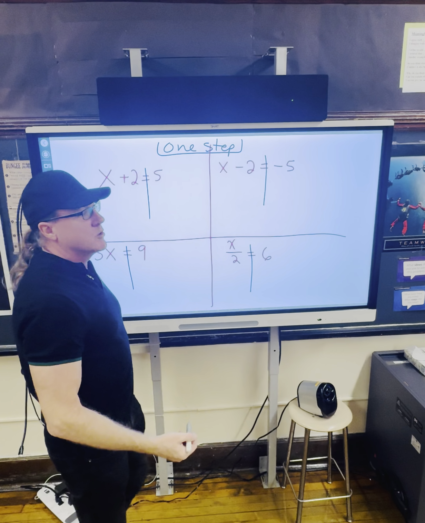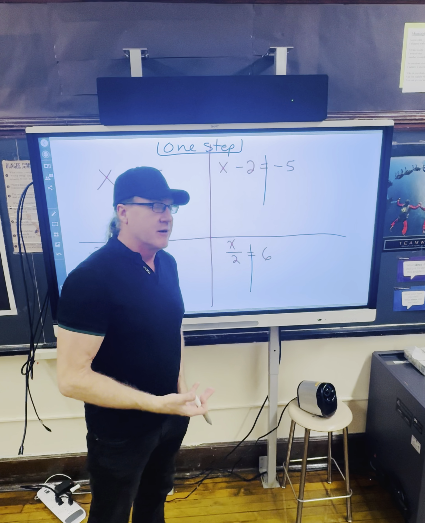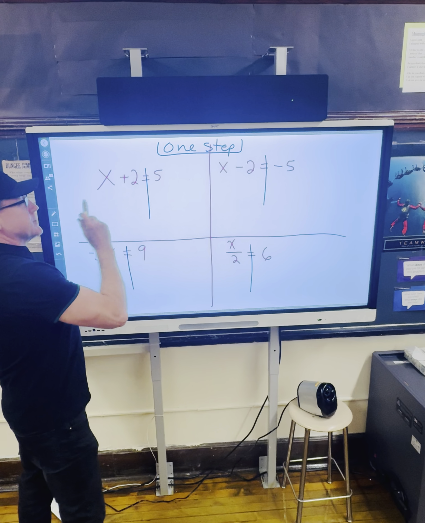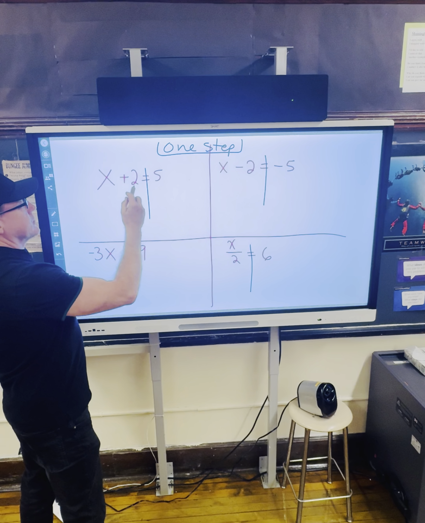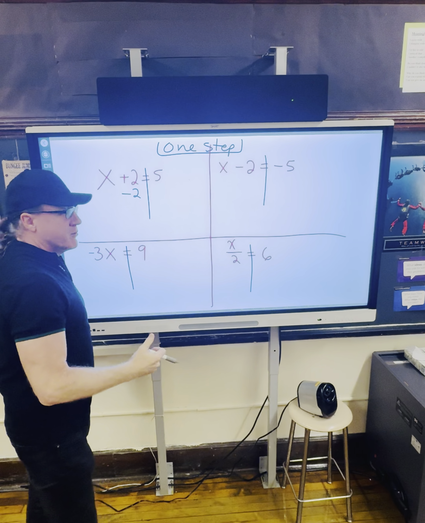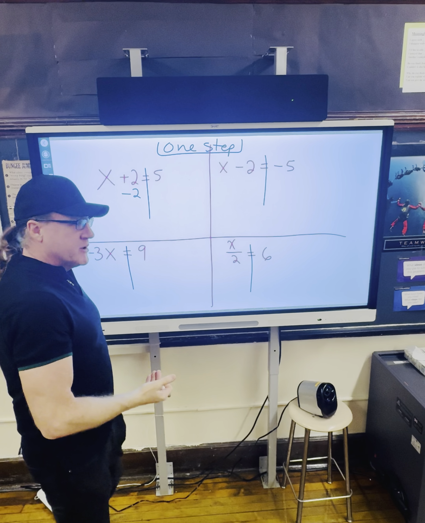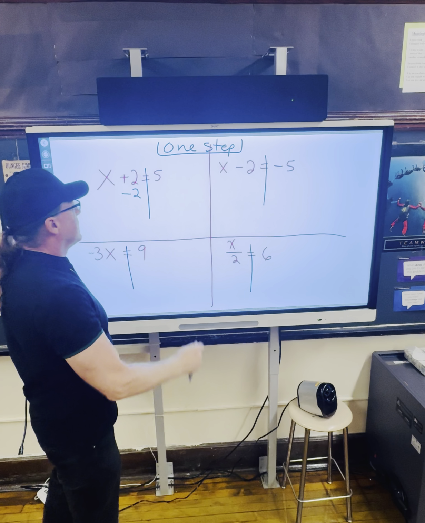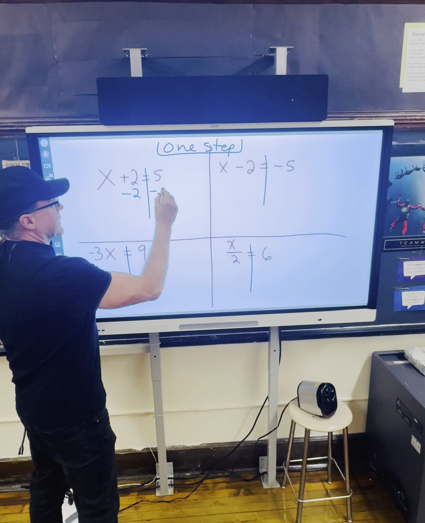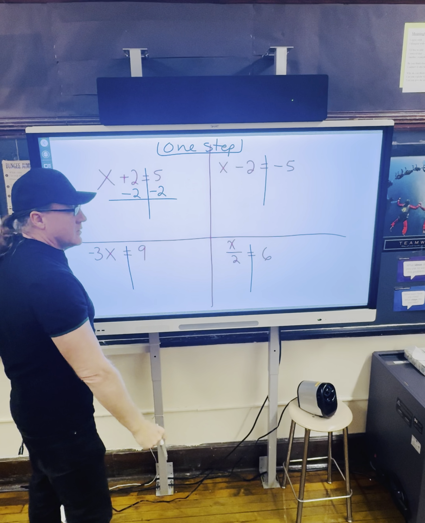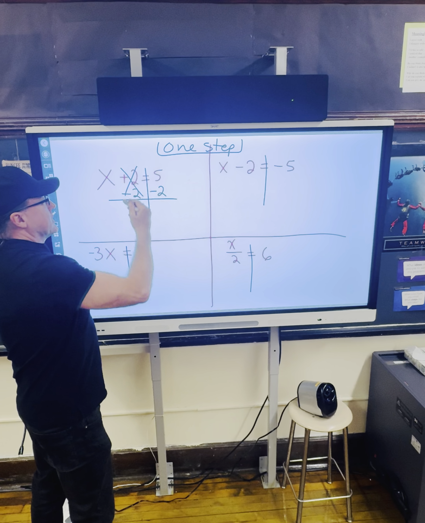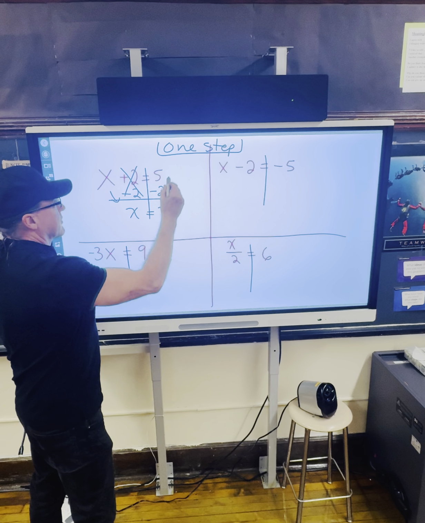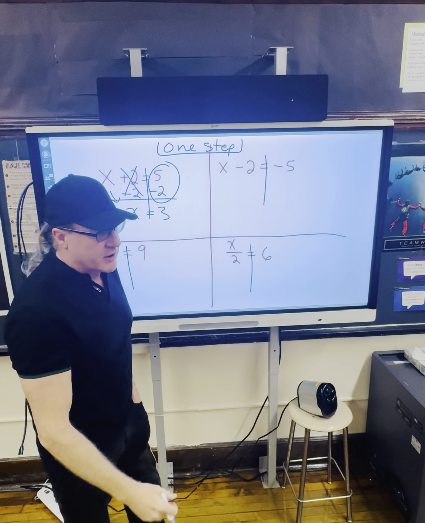So we do what is called the inverse or inverse operation. Inverse just means opposite. So the opposite or the inverse of +2 is -2. Please remember, and I know you've heard me say this 1,000 times, whatever you do to one side, you do exactly to the other. So if this is -2, this has to be -2. The inverses cancel, and that comes down and I get x equals 3. Put that in your calculator, you're done.